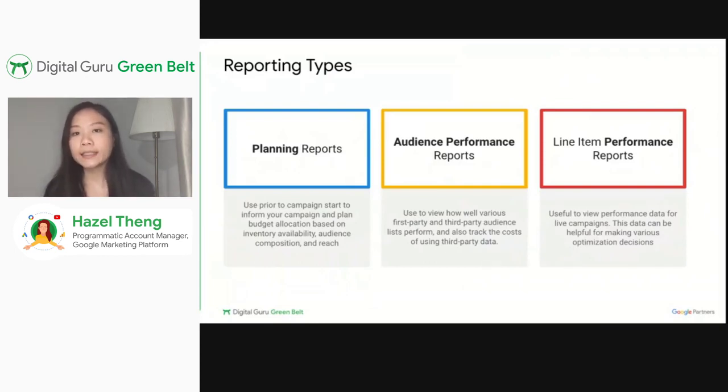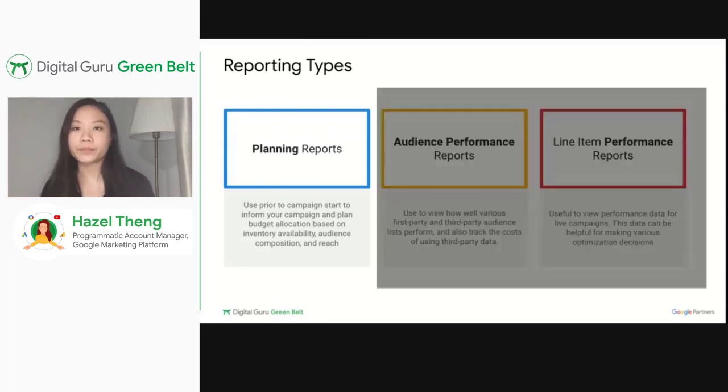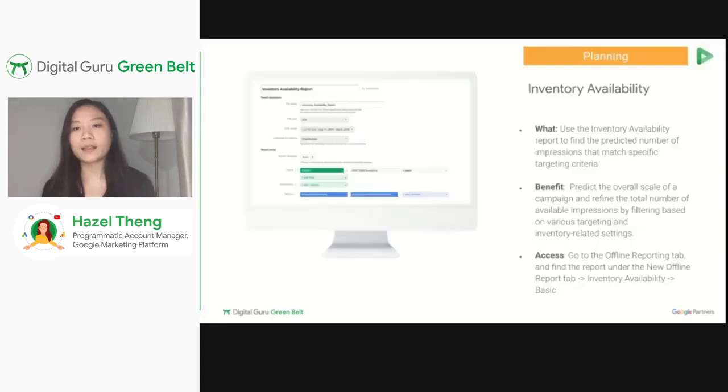And last but not least, you have your campaign performance report, which gives us a performance overview and performance data for your live campaigns. This can be, in terms of general media metrics, category performance, or even keyword performance, and so on. So let's look into planning reports for a start. We have inventory availability reports.